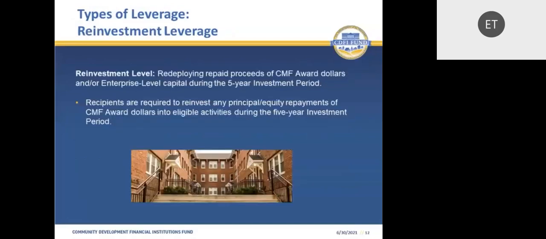Next, we'll turn to reinvestment leverage. Reinvestment-level leverage is redeploying repaid proceeds of the CMF award dollars and/or enterprise-level capital during the 5-year investment period. Recipients are required to reinvest any principal and/or equity repayments of the CMF award dollars into eligible activities during the initial 5-year investment period.